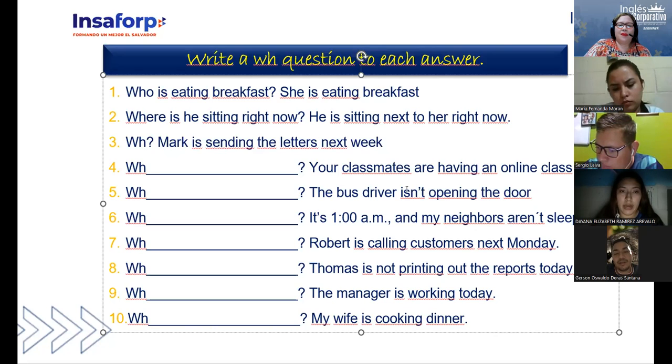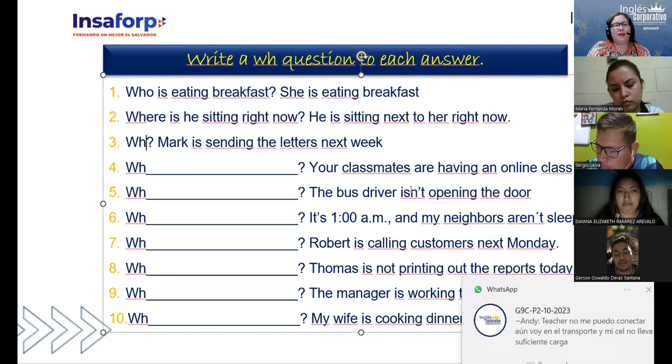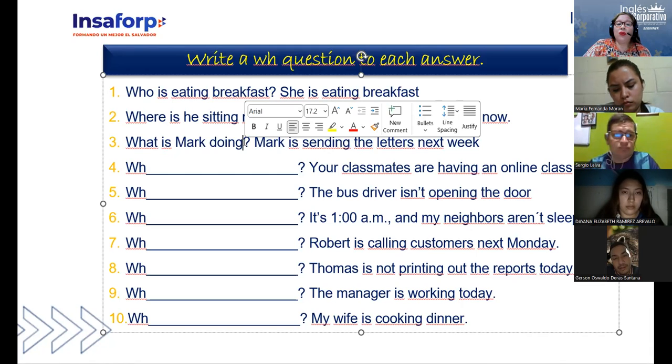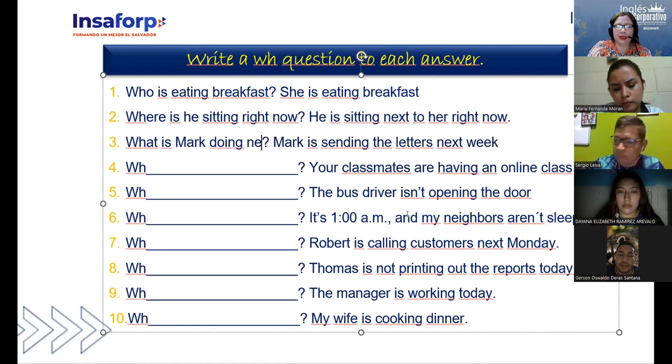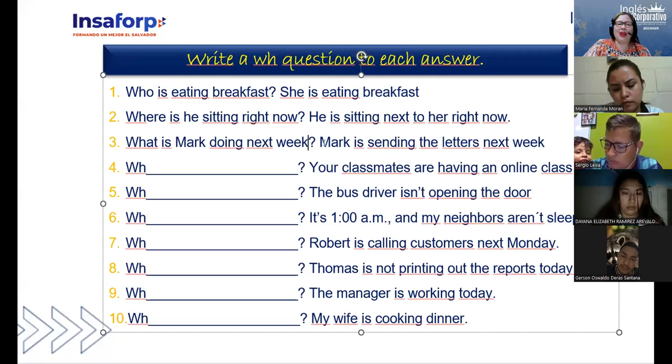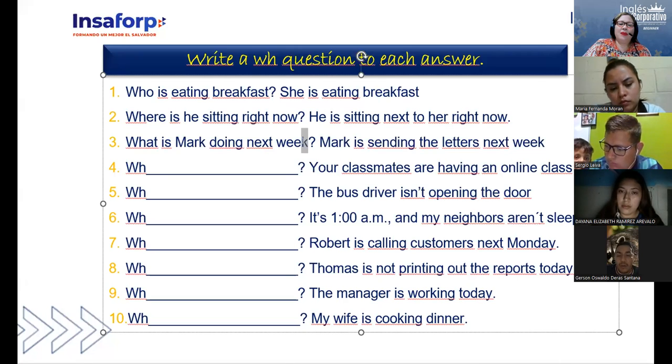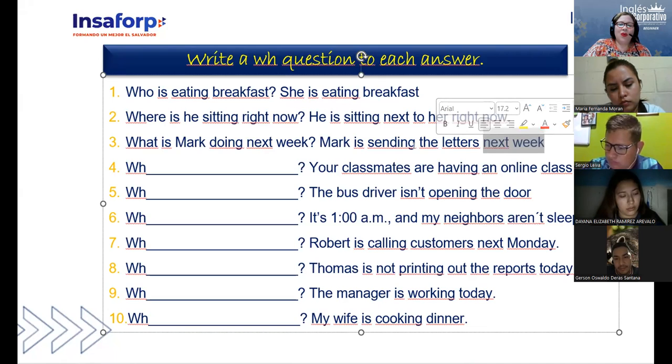What is Mark doing? Si lo decimos así, es como que estamos preguntando qué está haciendo ahorita, ¿verdad? What is Mark doing? Pero si le ponemos cuándo lo va a estar haciendo, what is Mark doing next week? Ah, okay. Ahora sí ya nos suena más a esto, ¿verdad? Mark is sending the letters next week. Pero usualmente podríamos preguntar, when is Mark sending the letters? ¿Sí? When is Mark sending the letters? Okay.